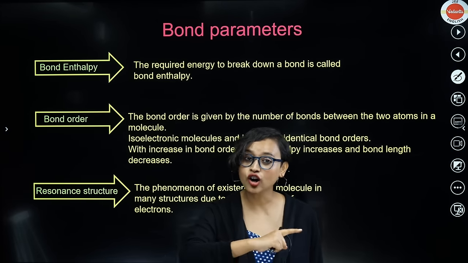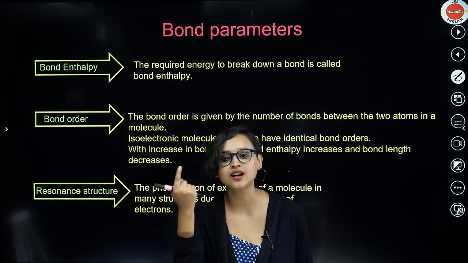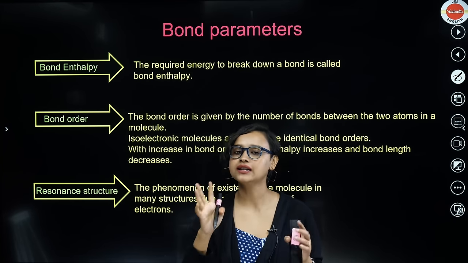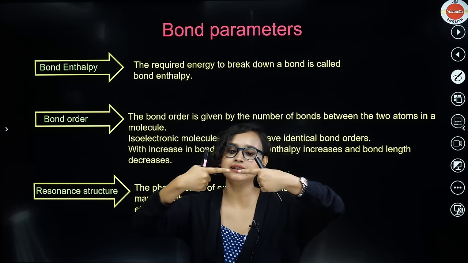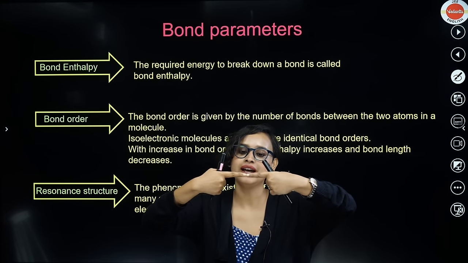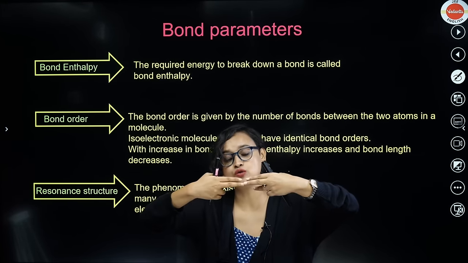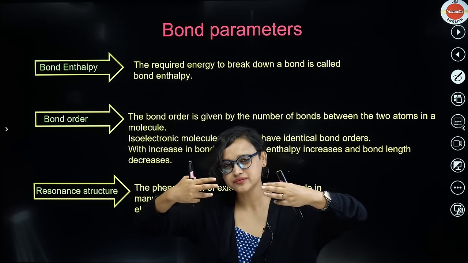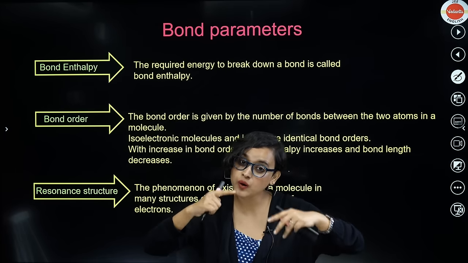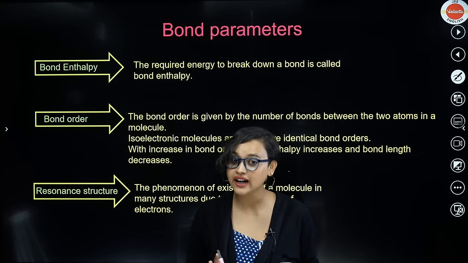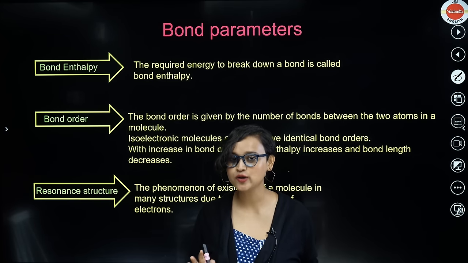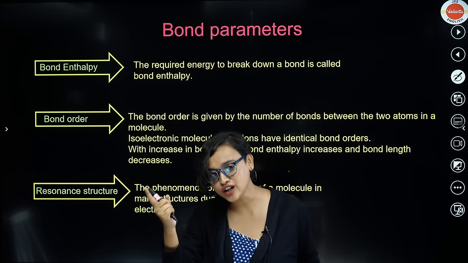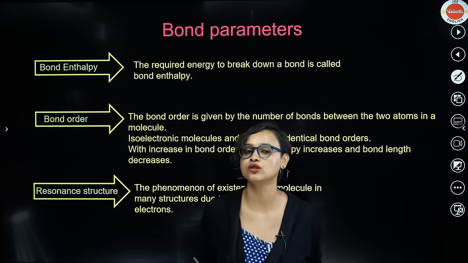Now, if the bond order increases, bond enthalpy also increases. If the bond order increases, then, you tell me. If I am holding like this, single bond, I can easily break it, right? But if there is a double bond, it will require a little more energy to break. If it is a triple bond, it will require a little more energy to break, right? Are you getting my point? So, whenever the bond order increases, bond enthalpy also increases.